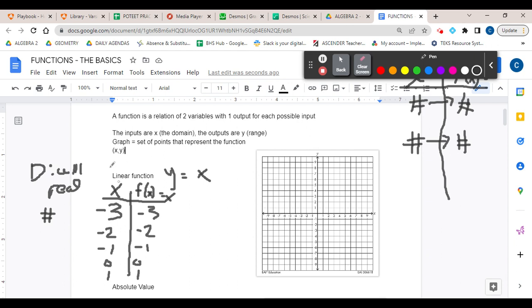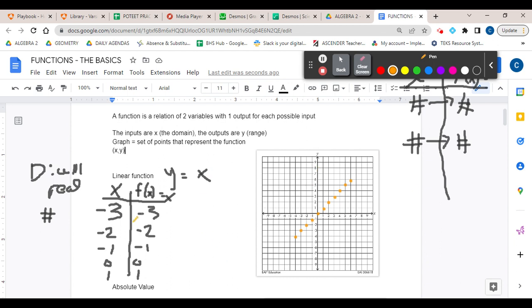So for the function y equals x, the points are going to fit where the y value equals the x value. If the x is -3, the y is -3. If the x is -2, the y is -2. If the x is -1, the y is -1. If the x is 0, the y is 0. 1 and 1, 2 and 2, 3 and 3, 4 and 4, 5 and 5, 6 and 6, and coming down here like that. So that's all the possible points that fit on the graph.